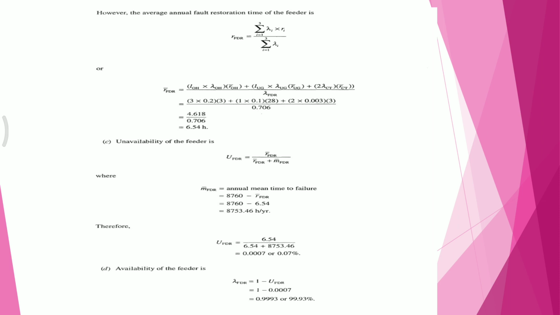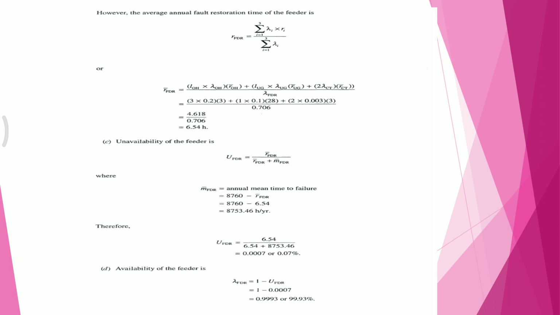which can be found by using 8760 minus R bar FDR, where 8760 is the number of hours in 1 year, that is 365 days into 24 hours, minus the R bar FDR which has been calculated above, that is 6.54, we get 8753.46 hours per year. By substituting the values in U FDR, we get 0.07 percent unavailability of the feeder.